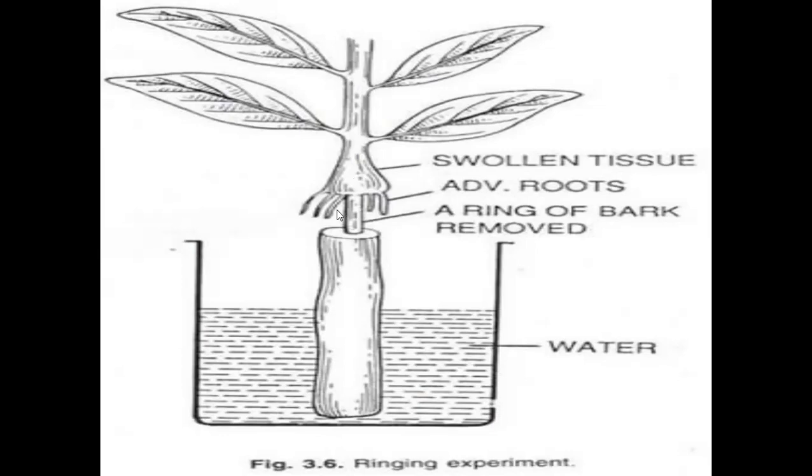If we remove the phloem tissue around the xylem, after a few days we observe a swollen structure above the ringing cutting area. This swollen structure is made by the deposition of organic solutes moving through the phloem tissue. By this ringing experiment, we can confirm that the translocation of organic solutes is done by the phloem tissue only.